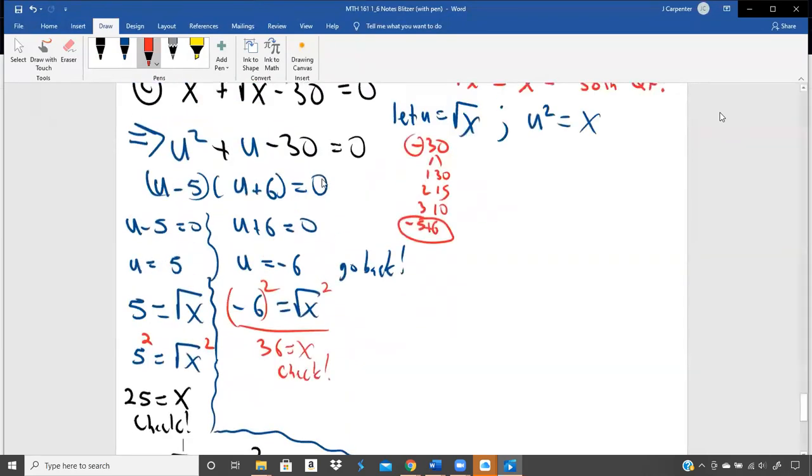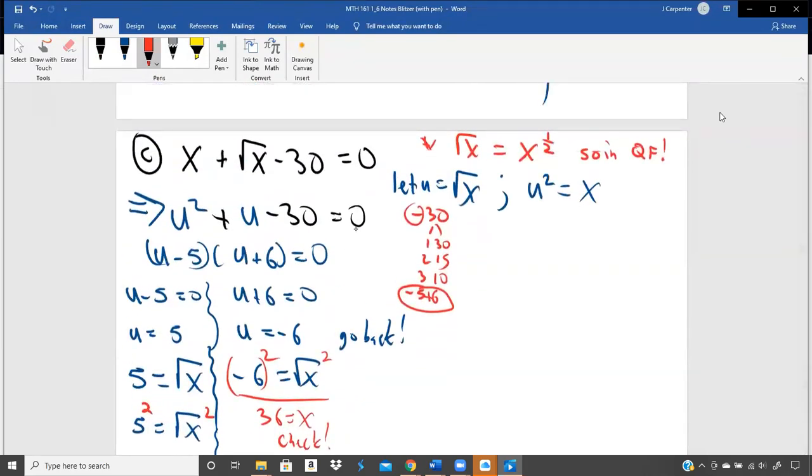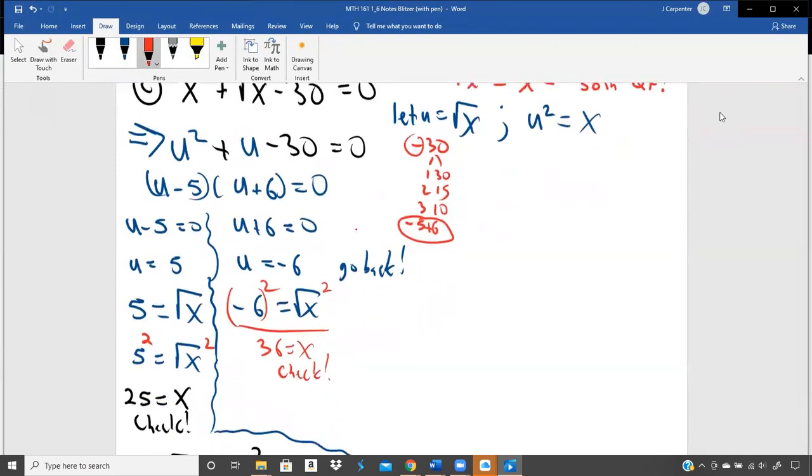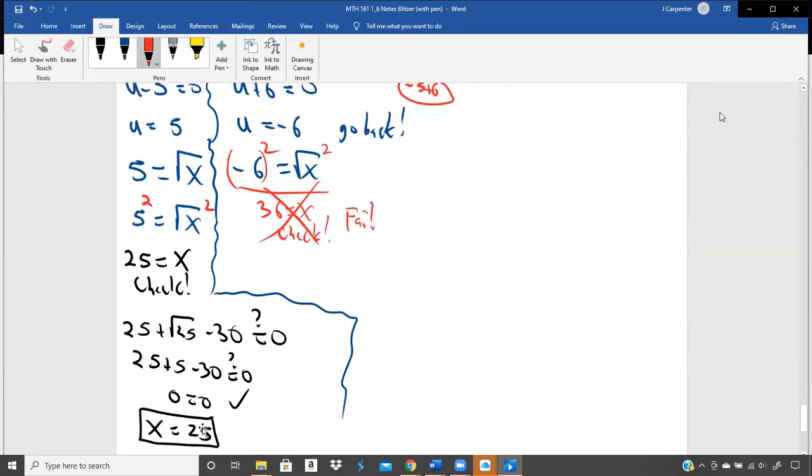If you check it, 36 plus the square root of 36. The square root of 36 is 6. 36 plus 6 is 42. 42 minus 30 is not 0. It will fail, which means you toss the solution out. So really there's only one solution.